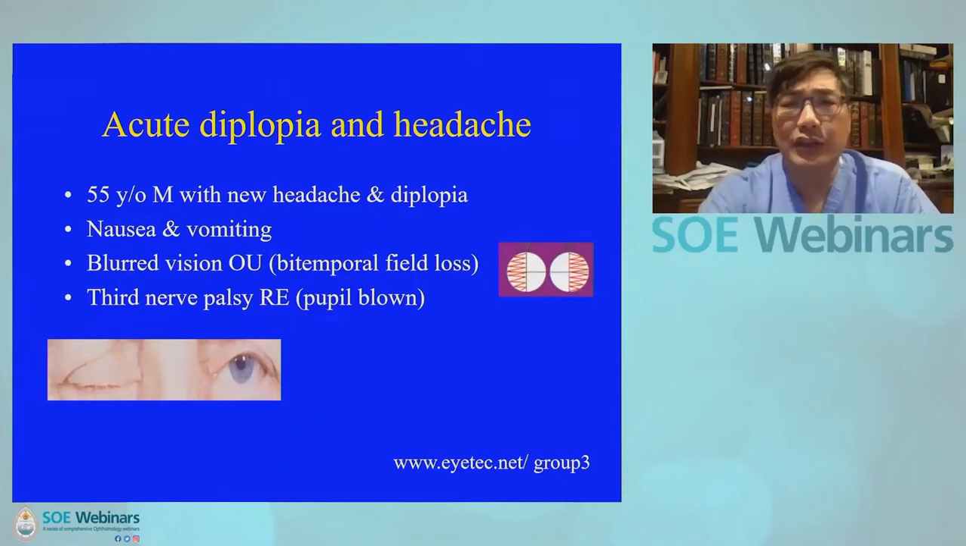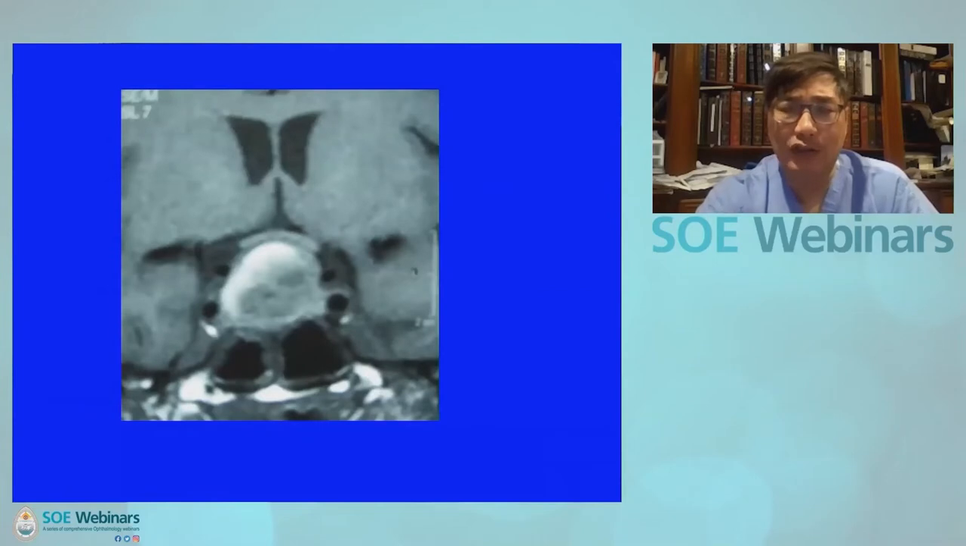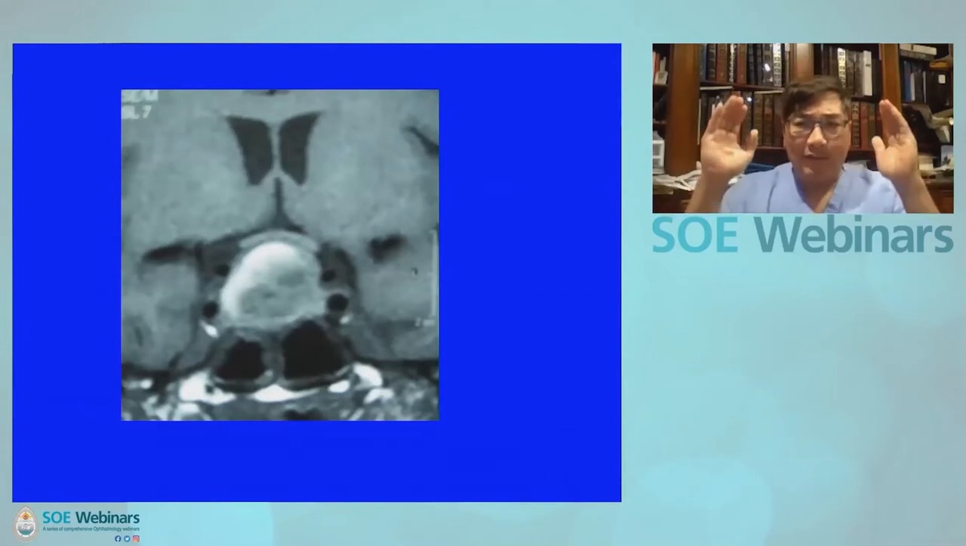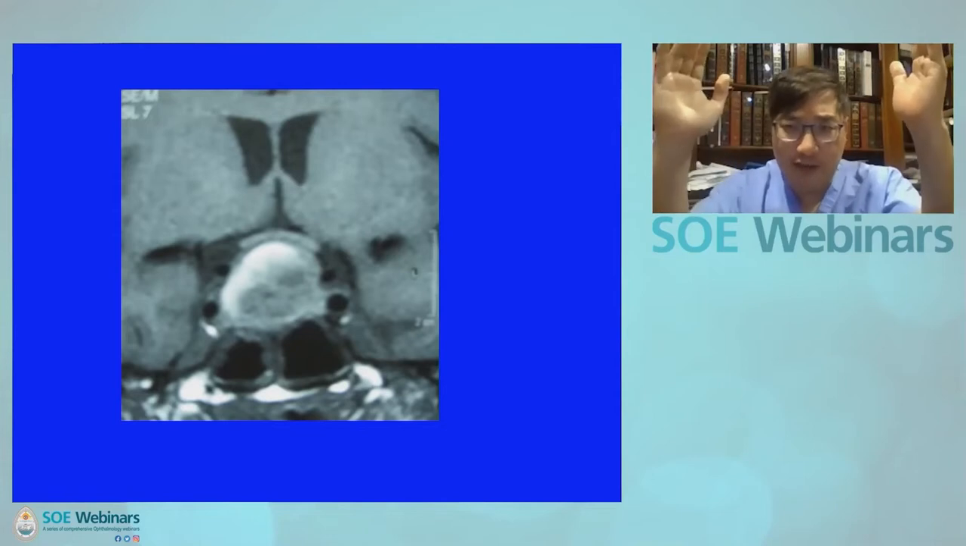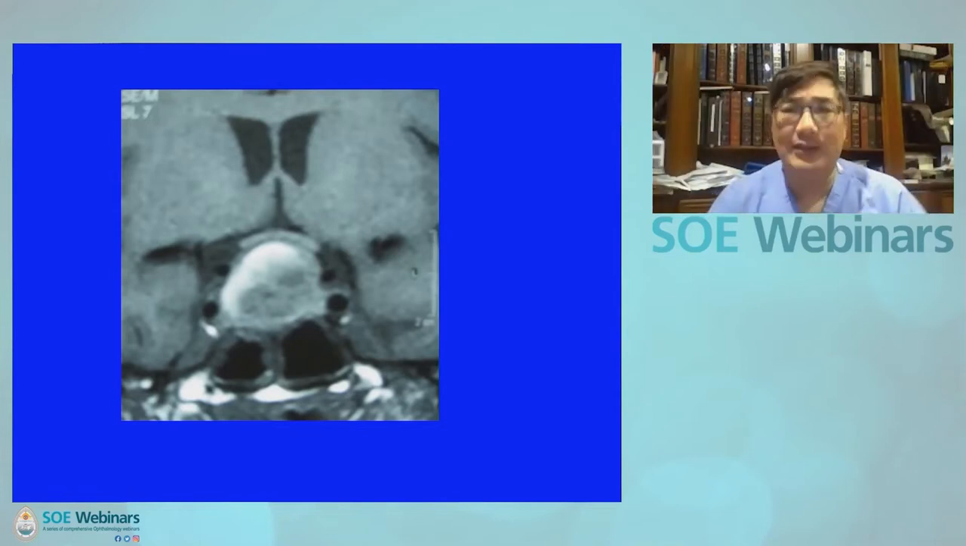So here's a patient with acute diplopia and headache. Is this a dire diplopia? They're 55, they have new headache and diplopia, nausea, vomiting, the field shows a bitemporal hemianopsia, and they have a pupil-involved third nerve palsy at the same time. Well, this is a dire situation because we're getting both the afferent and the efferent system, the bitemporal hemianopsia from the suprasellar extension, but the lateral extension into the cavernous sinus is what is producing the third nerve palsy.